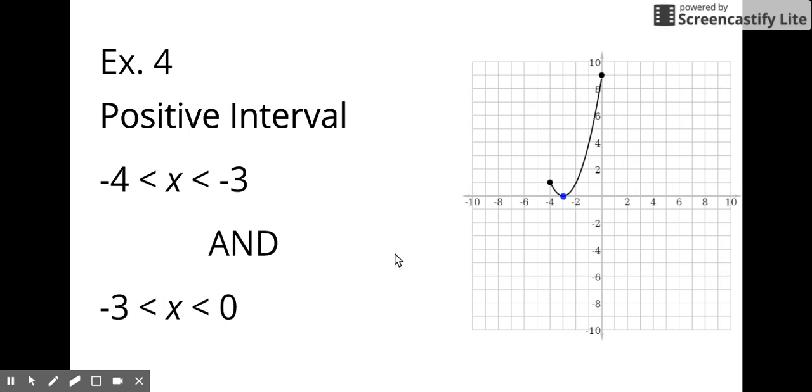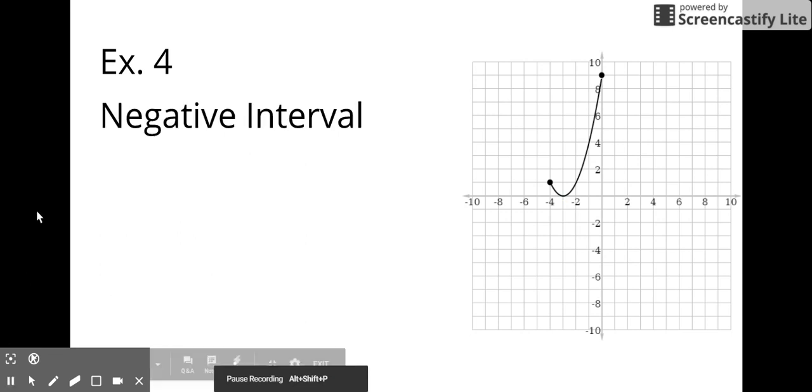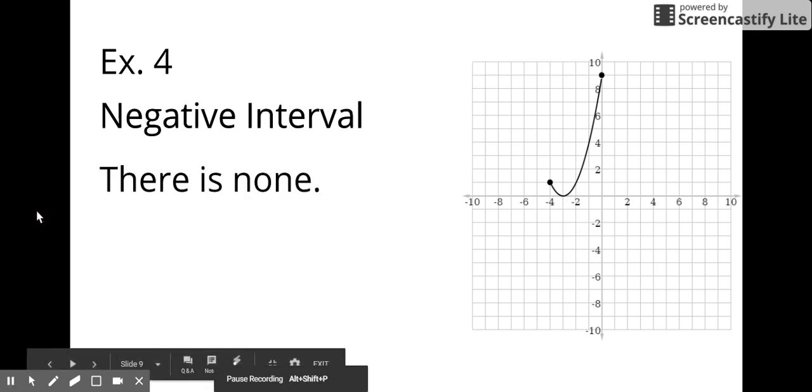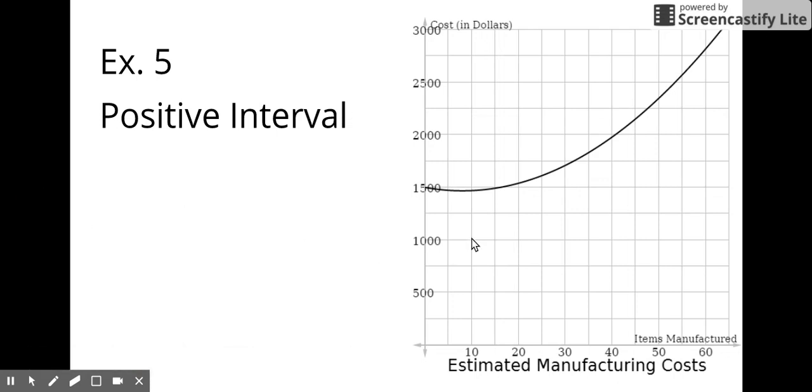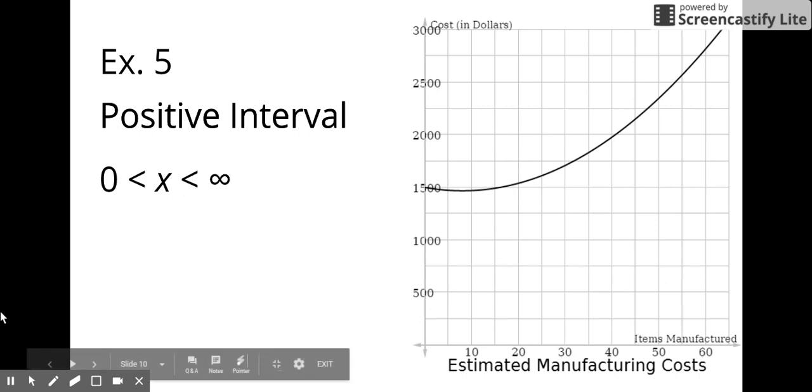So we've seen a case where you have all positive or all negative, and here we have everything but one number is going to give us a positive interval. So here, since your graph never goes below the x-axis, you have no negative interval. Over here, our positive interval is from 0 to infinity because that's where your graph is above the x-axis.